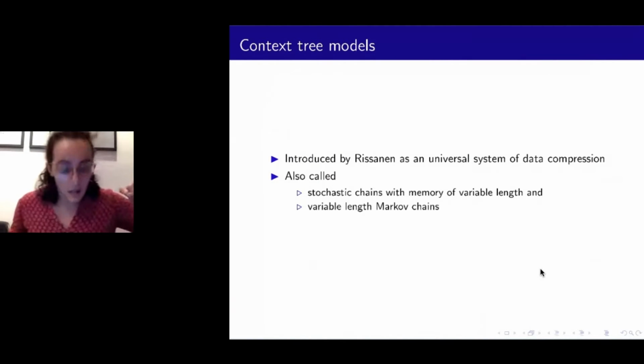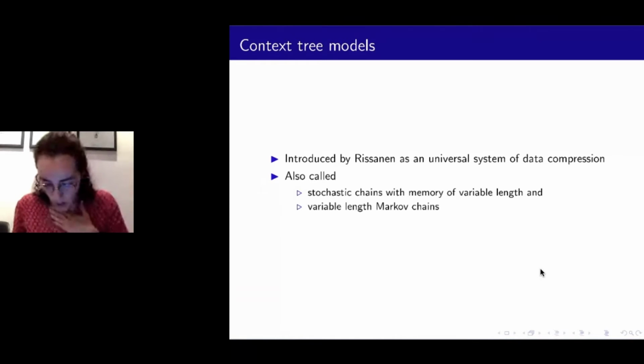Very quick word about context tree models. They are also called stochastic chains with memory of variable length, and variable length Markov chains. They were introduced by Rissanen as a universal system of data compression in 1983.